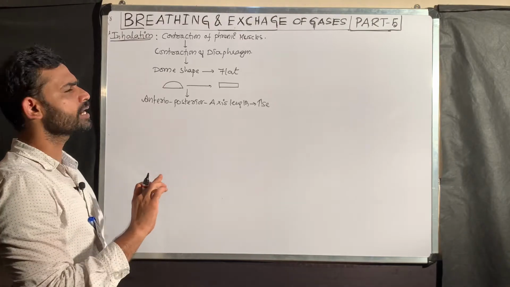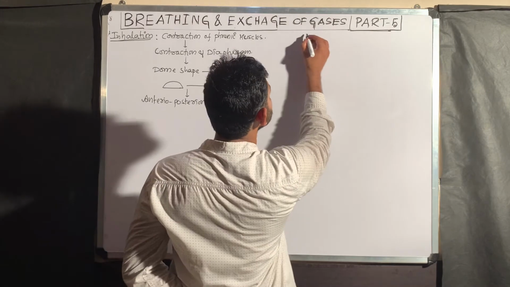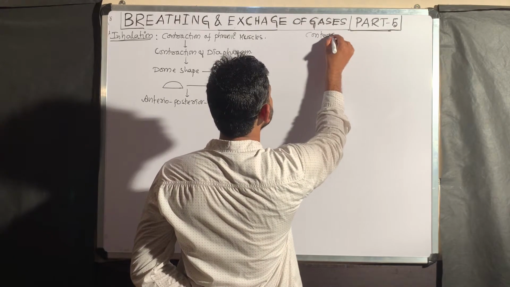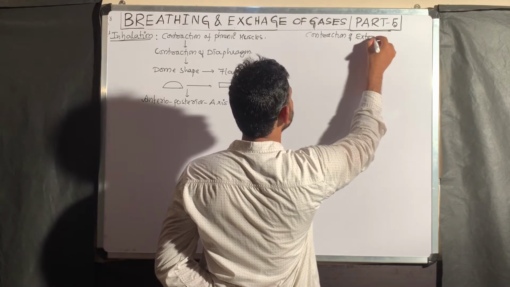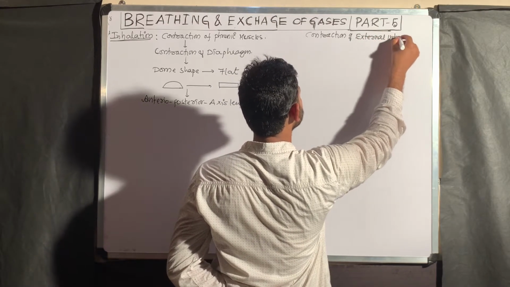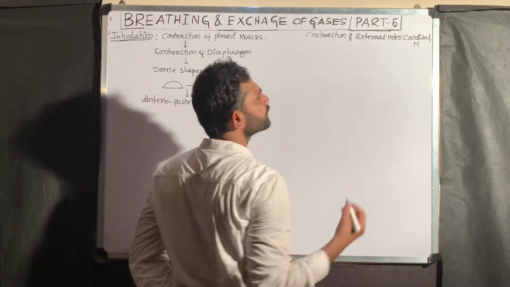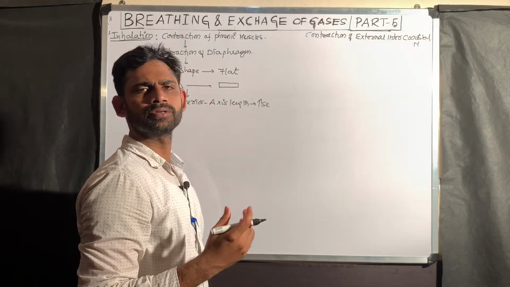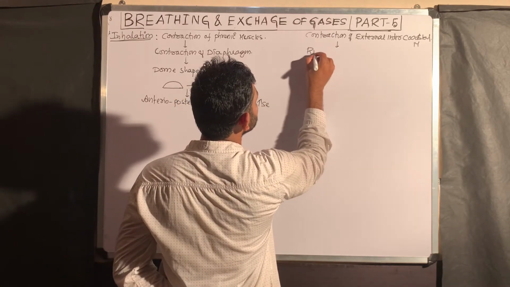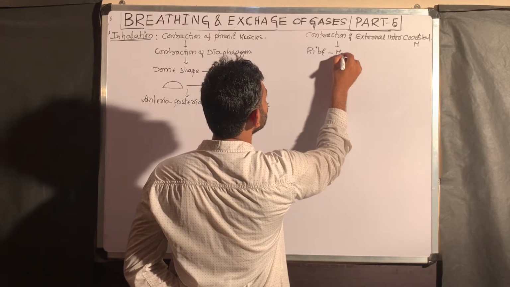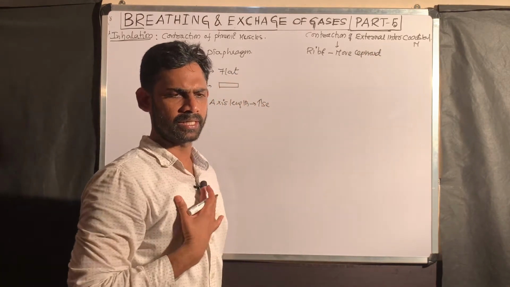Simultaneously, along with contraction of the diaphragmic muscles, there is contraction of the external intercostal muscles. When the external intercostal muscles get contracted, that makes the ribs move upward. We can sense the ribs move upward.